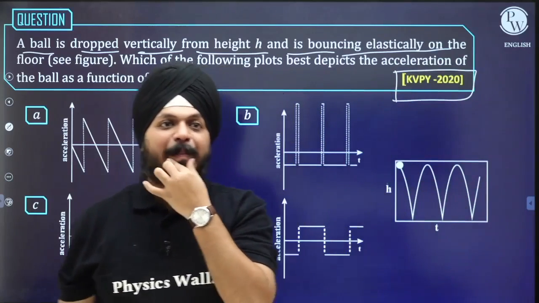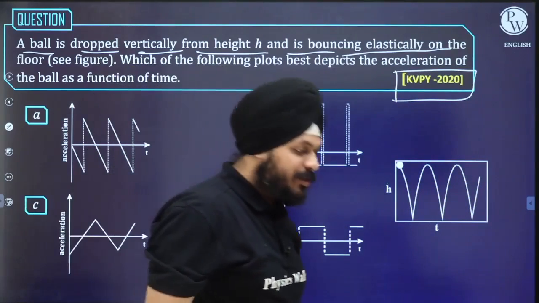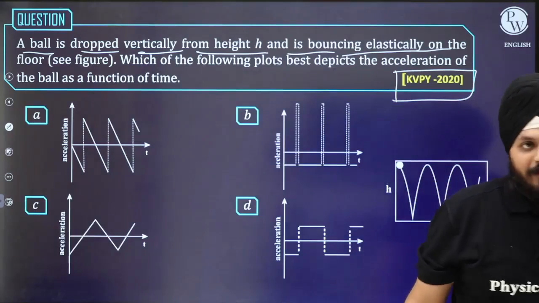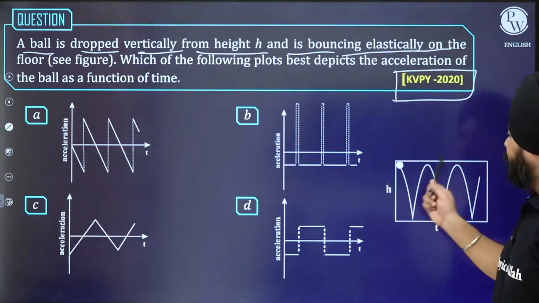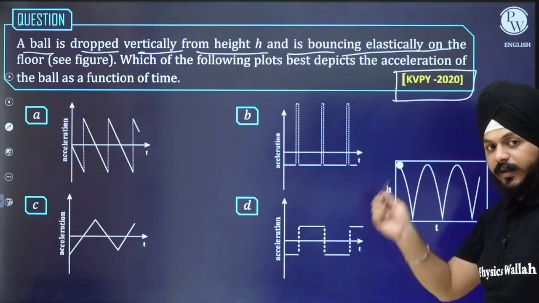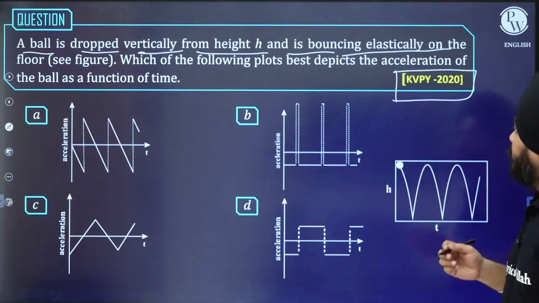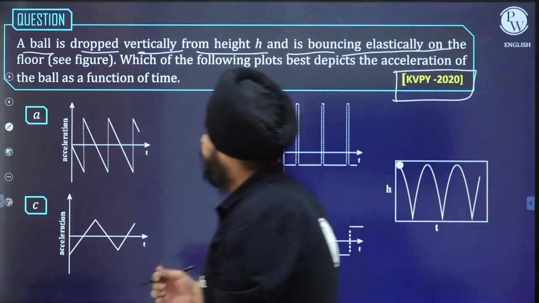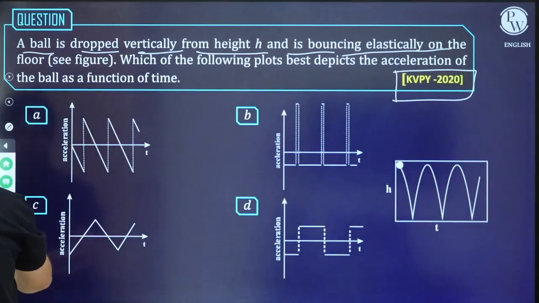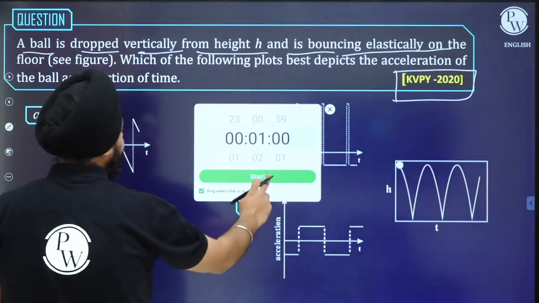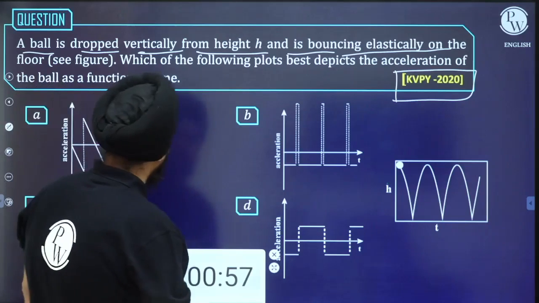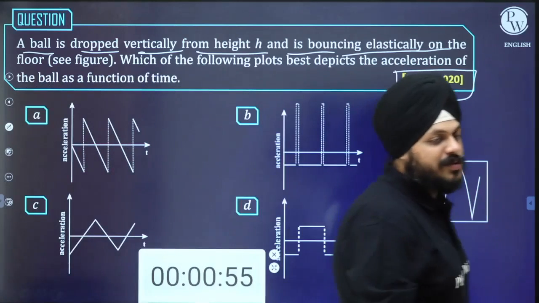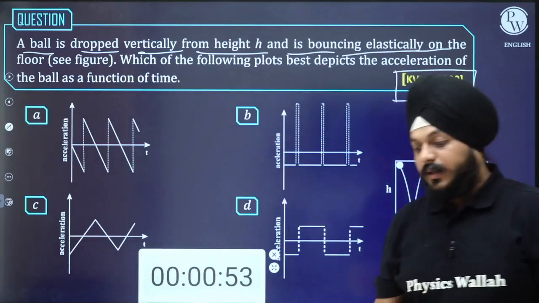Which of the following plots best depicts the acceleration of the ball? Which will be the correct acceleration versus time graph? See, the figure is given. Almost it shows the elastic collision. Let's give you all 1 minute to solve. Okay, come on. Select the correct acceleration versus time graph.